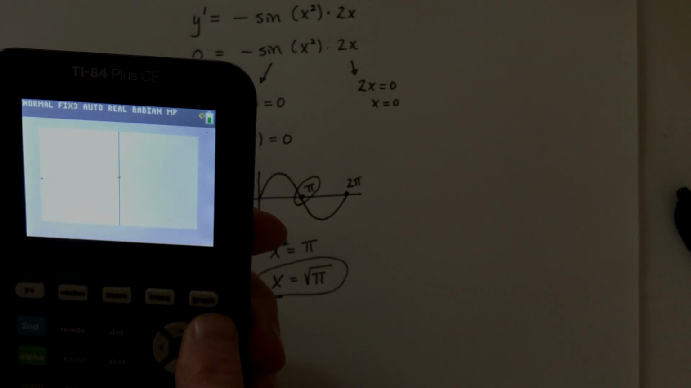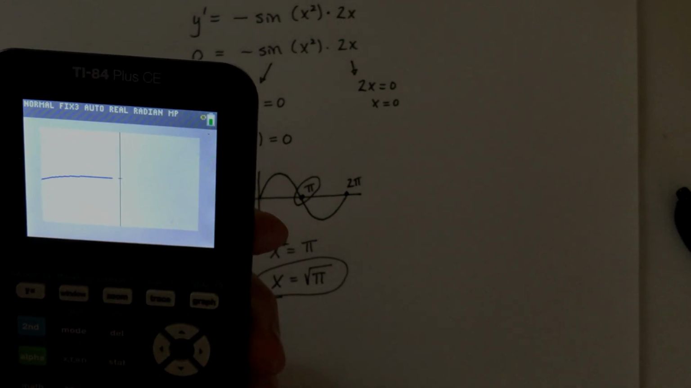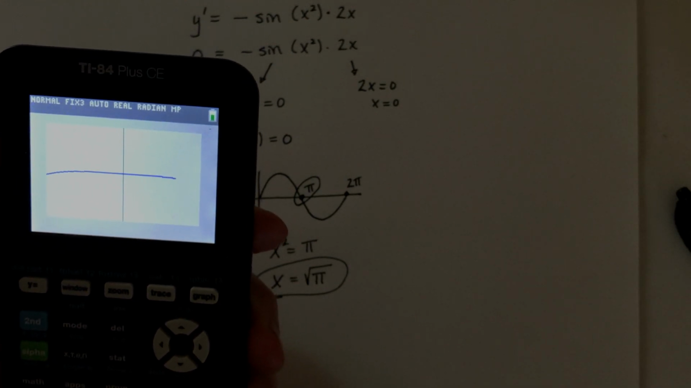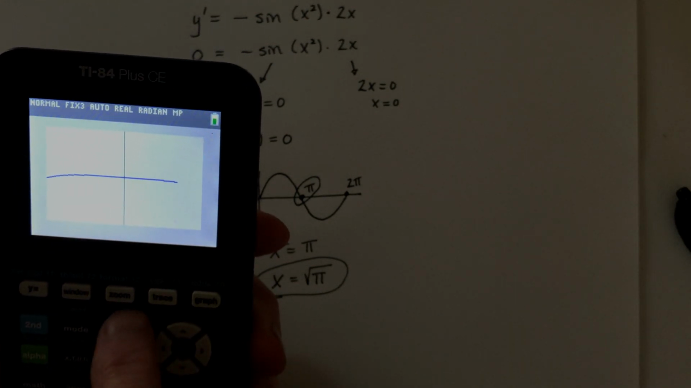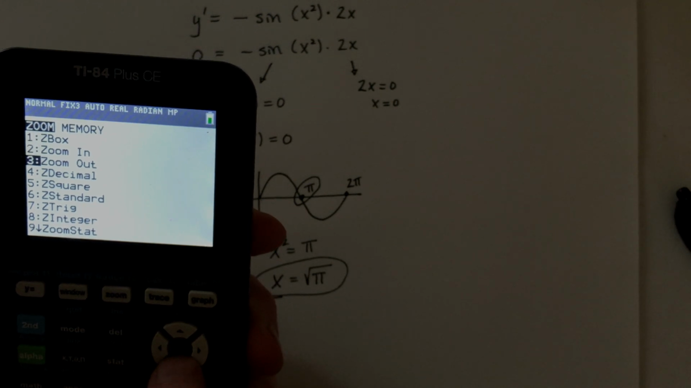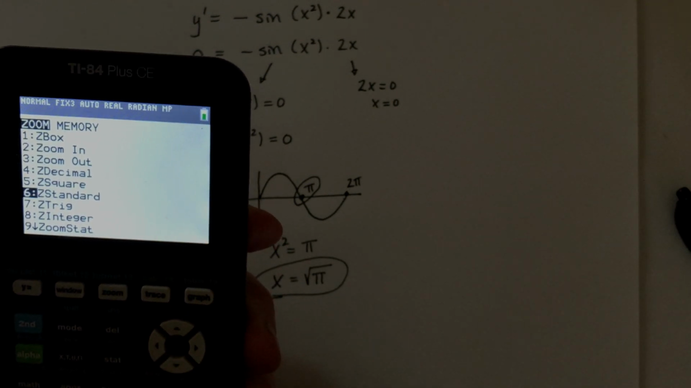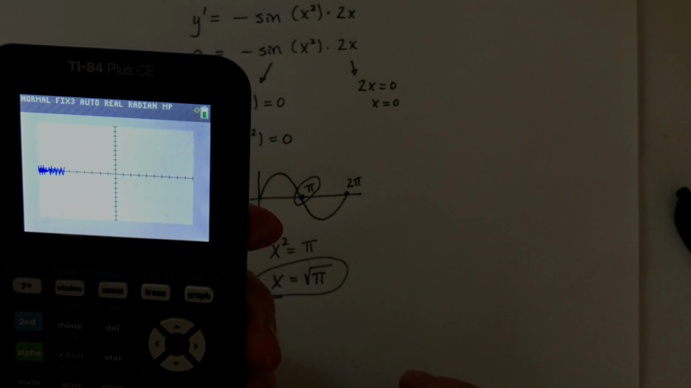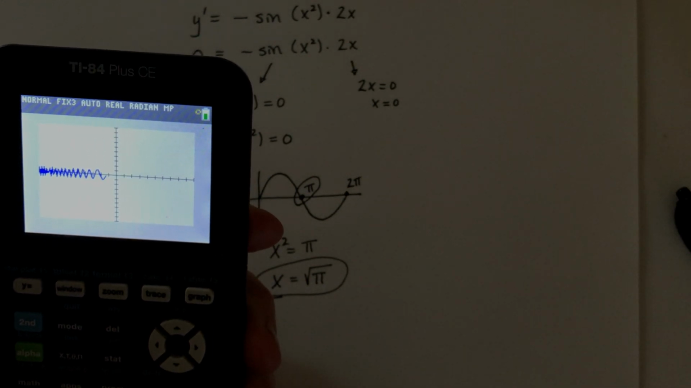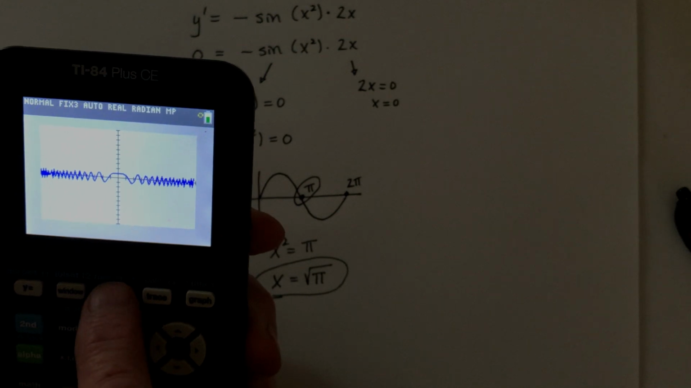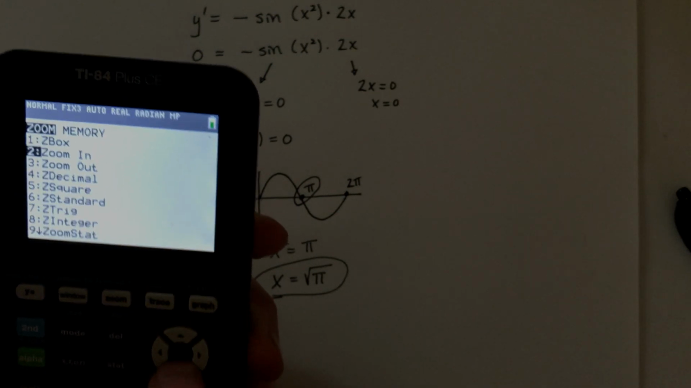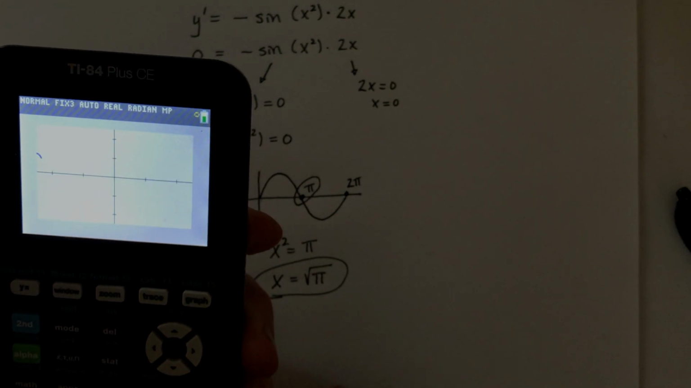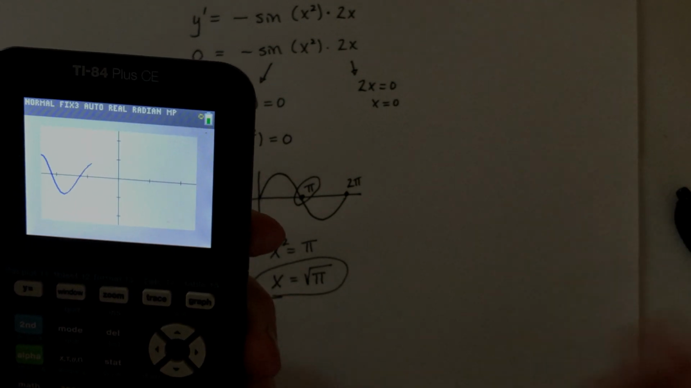So it was graphing. So it's working, and I want it to stop. So I just push the on button. So that will stop it. And then I can do whatever I want, like zoom standard. Ooh, okay. I think I need to zoom in. So zoom in. That's a little bit better.